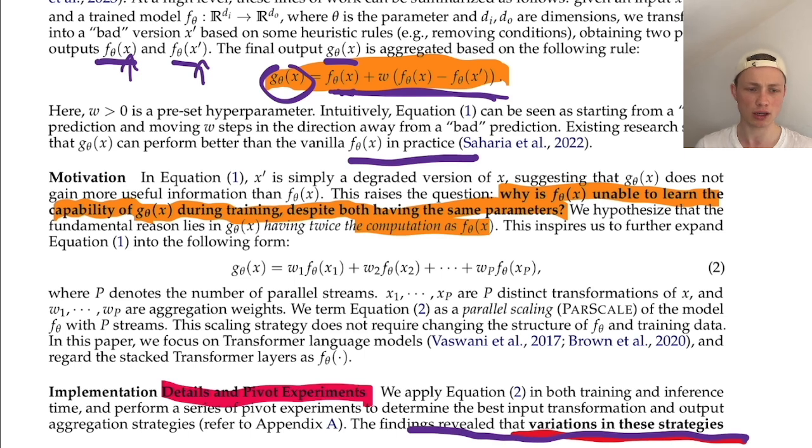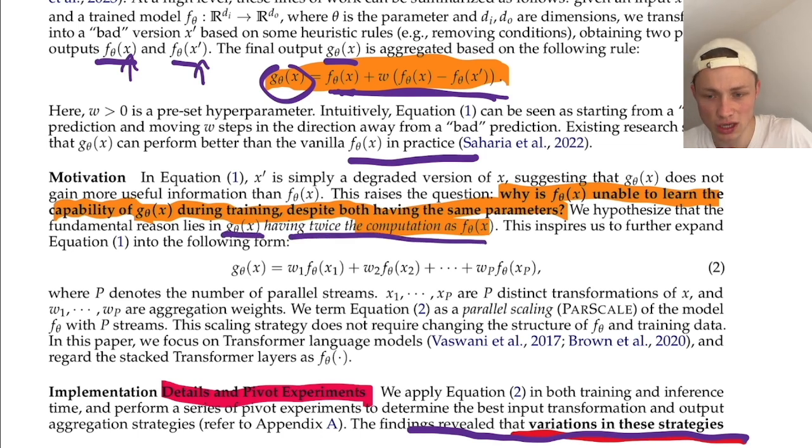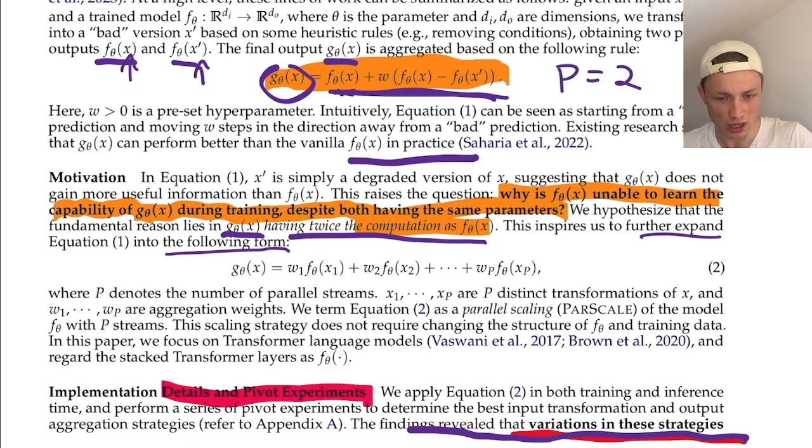They argue that the fundamental reason lies in g(x) having twice the computation of f(x). Because I can have two different looks at my input, I can get better results. This inspires us to further expand the equation into the following form. Here we just have p equal to 2, and here p can now be larger than 2.